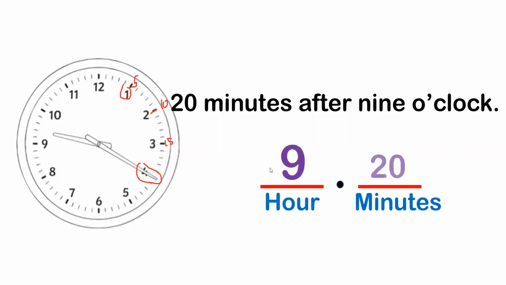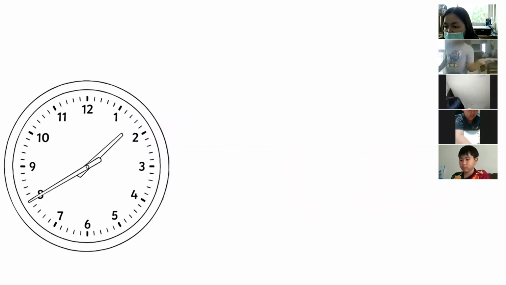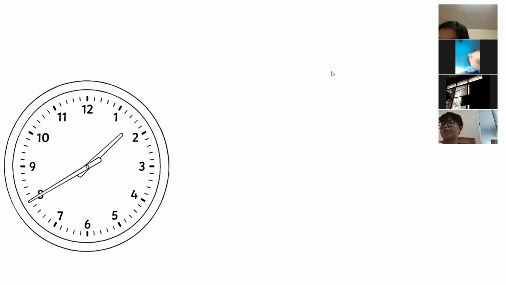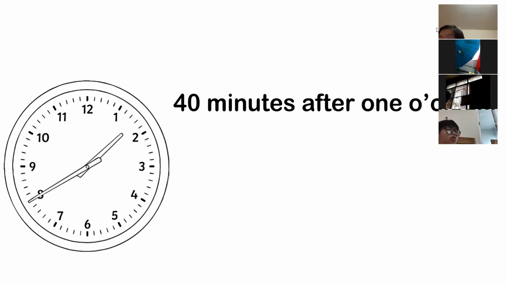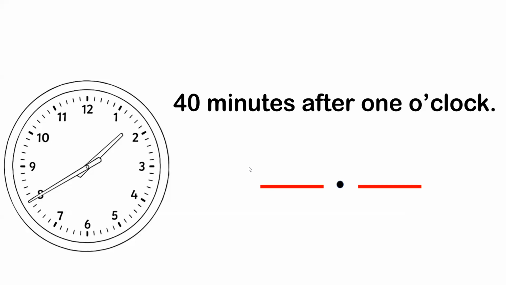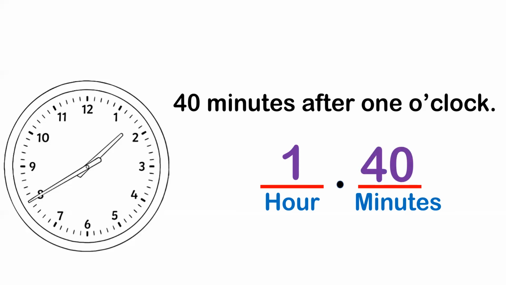And we write this like this, and we read this as 9:20. Okay, next. How about Didi? Okay, Didi. Yes. Okay, how many minutes have passed after 1 o'clock? 40 minutes after 1 o'clock. Very good, Didi. So it's 40 minutes after 1 o'clock. And we write this as this. 1 hour, 40 minutes. Okay, so it's 1:40. The time is 1:40.